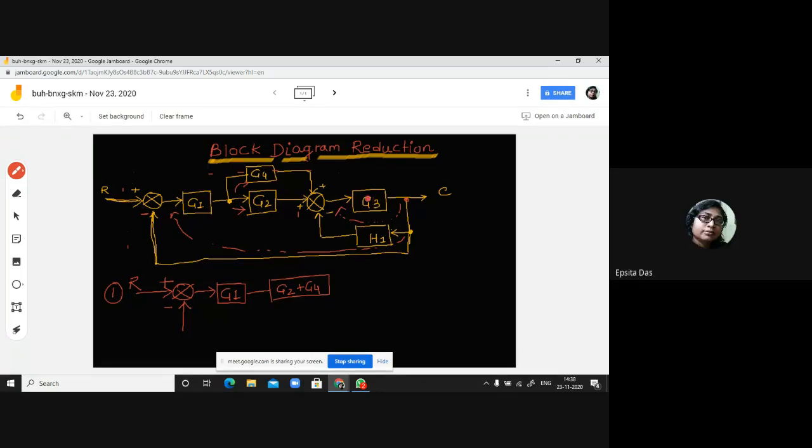No, ma'am. Okay, we can substitute this as G3 upon 1 plus G3H1. So we can reduce this whole feedback system with this simple transfer function. In the next block, I am reducing this part as G2 plus G4, and if I want to get rid of this summer, I can reduce this also with a simple feedback loop. That is the formula G by 1 plus GH, because it is a negative feedback.